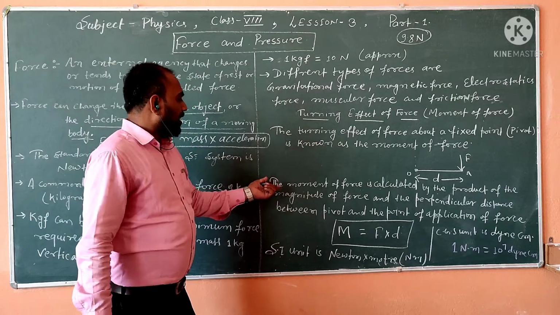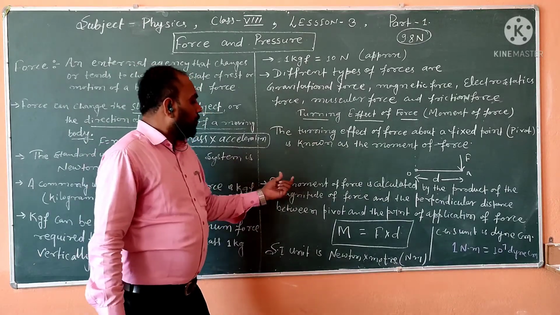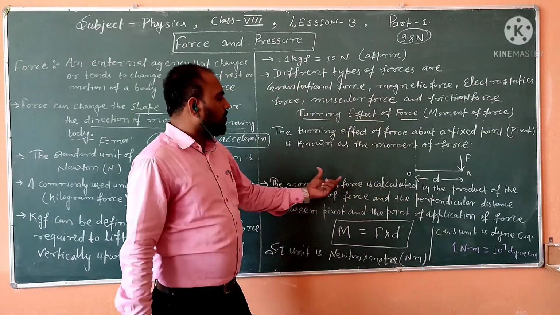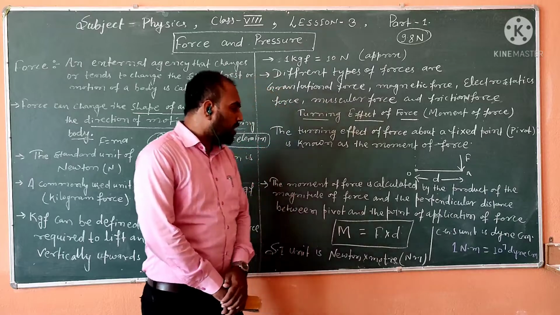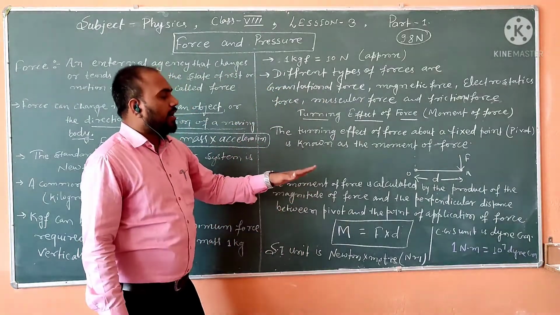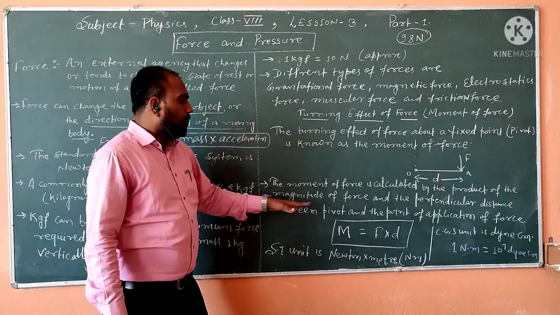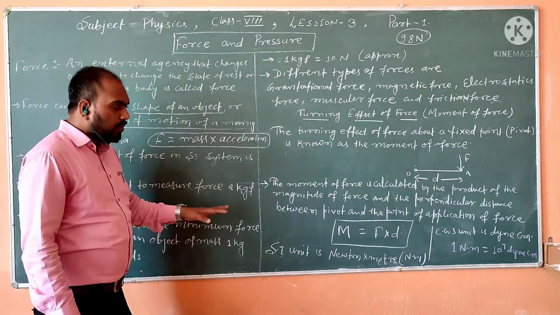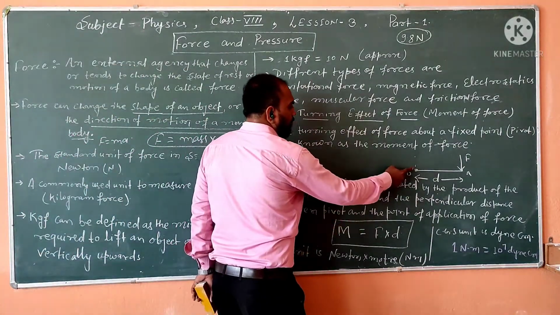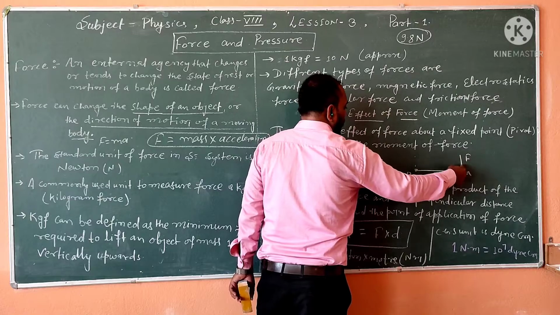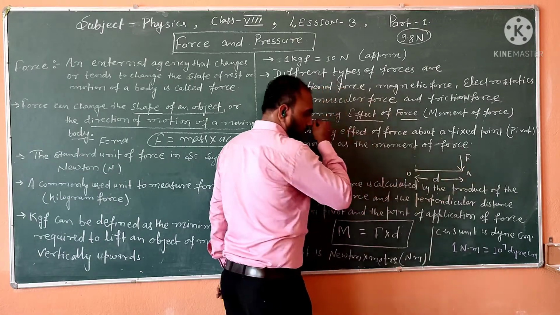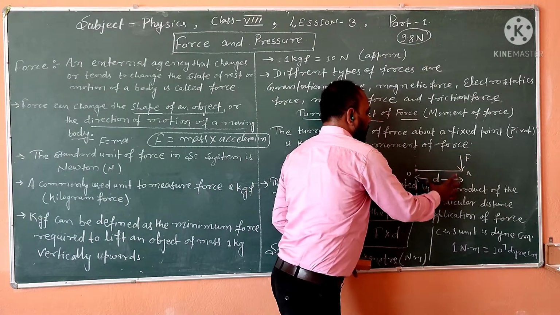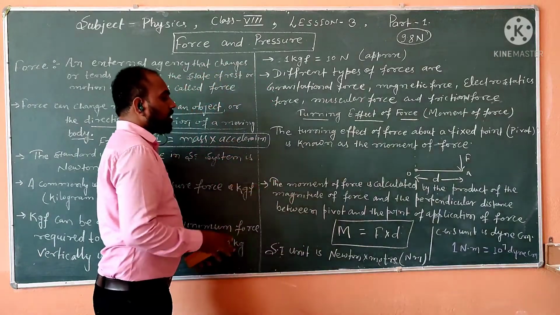Okay, for calculating moment, the moment of a force is calculated by the product of the magnitude of force and the perpendicular distance between the pivot and the point of application of force. Okay. For example, if there is a pivot here and here I am applying force on point A. The product of the magnitude of this force and the perpendicular distance gives the moment.